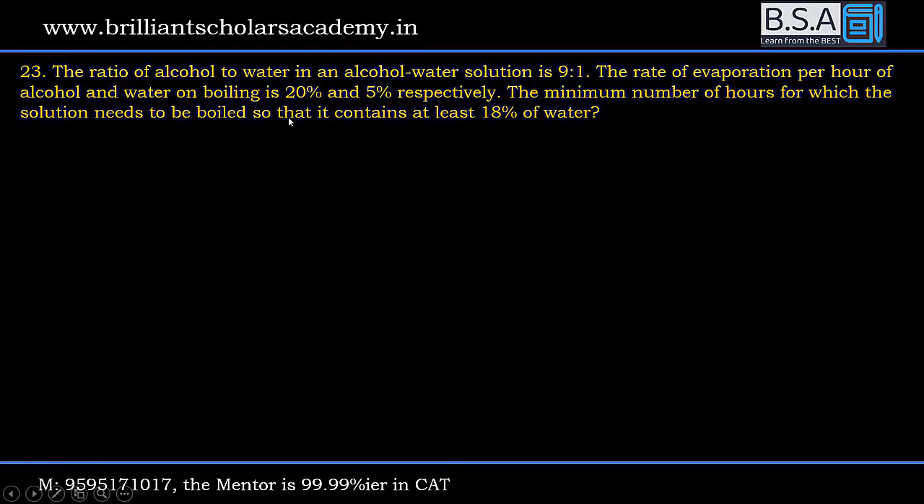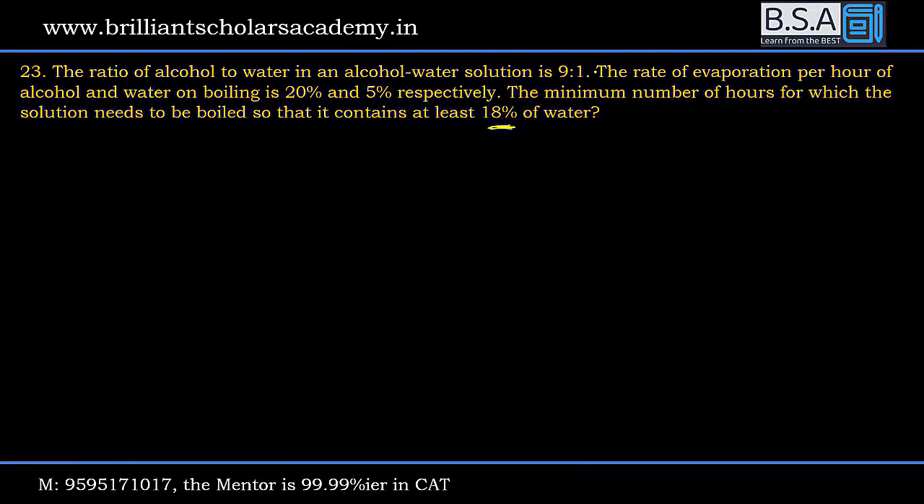Moving on. The ratio of alcohol to water in an alcohol water solution is 9:1. The rate of evaporation per hour of alcohol and water on boiling is 20% and 5% respectively. Minimum number of hours for which the solution needs to be boiled so that it contains at least 18% water.